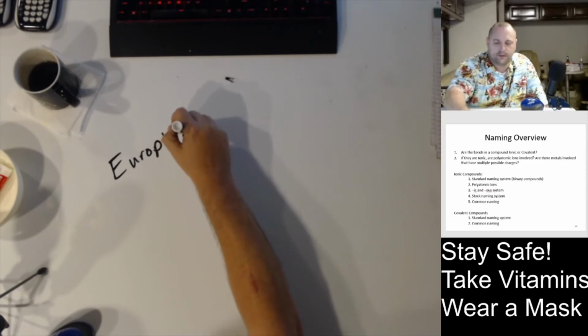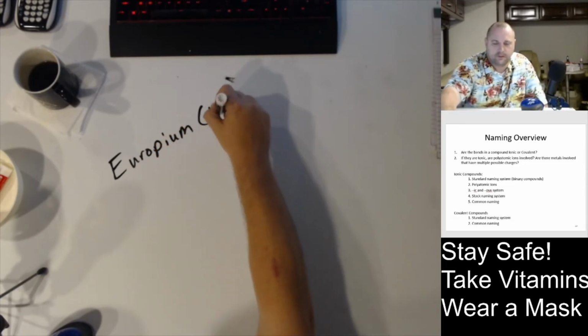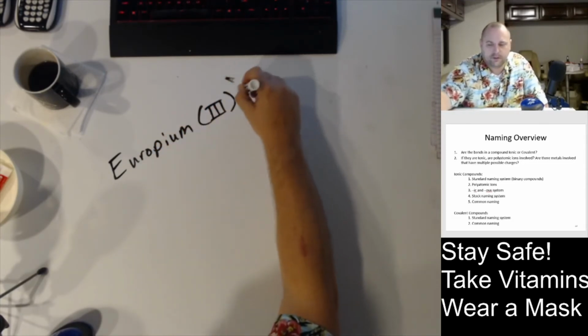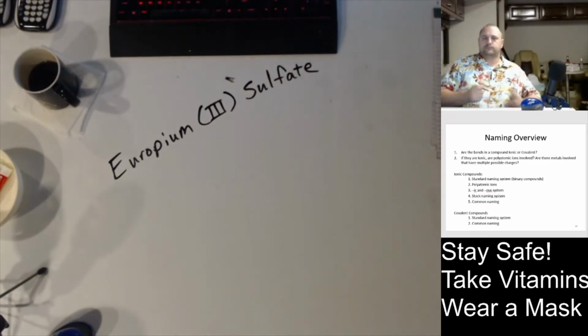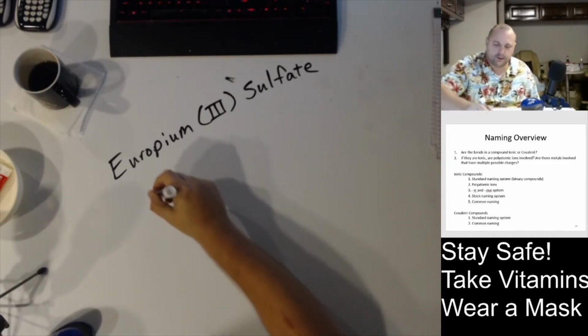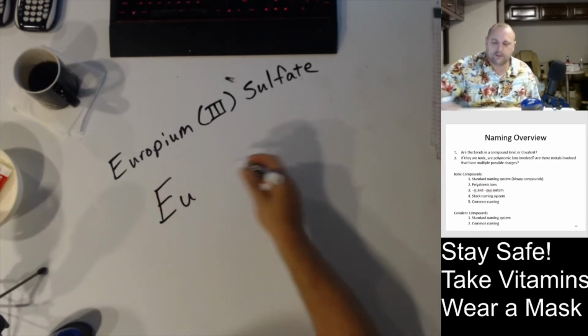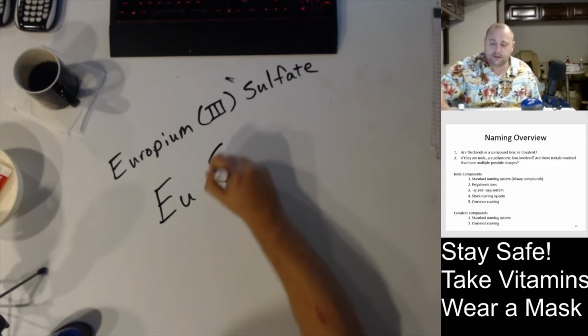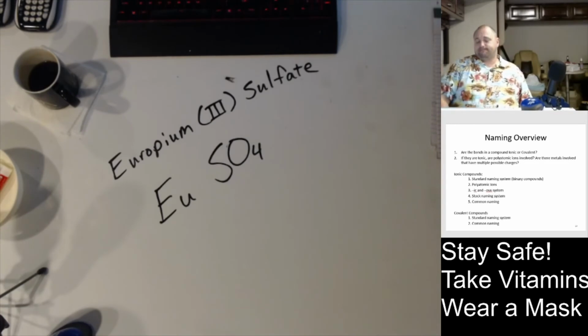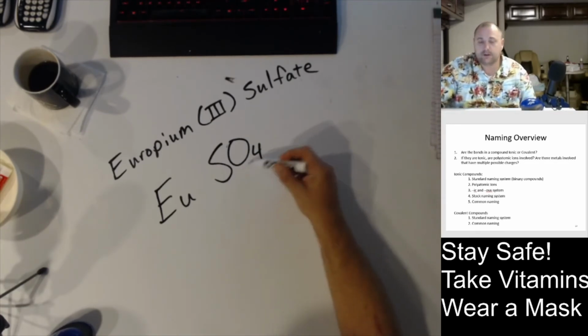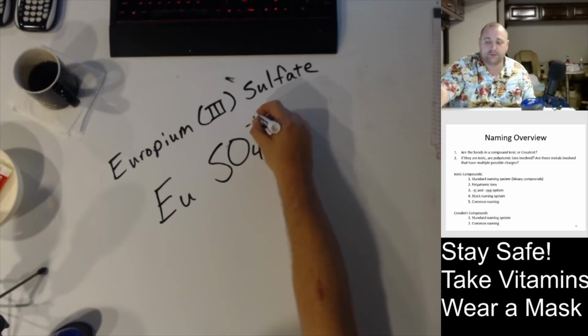So let's do europium(III) sulfate. Europium might take us a while to find. We'll eventually find it. It's Eu. Sulfate, got to have that memorized. You can look all day on the periodic table. You're never going to find it. So sulfate, SO4, it's got a -2 charge.